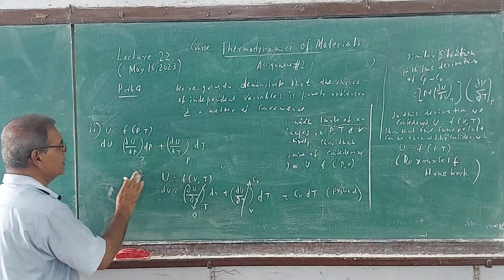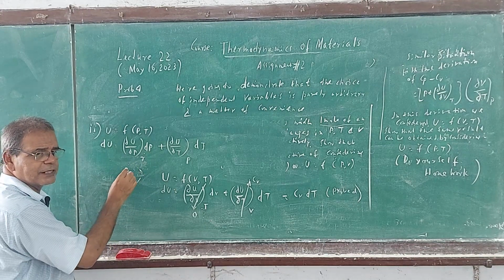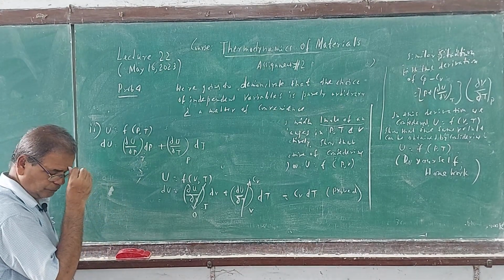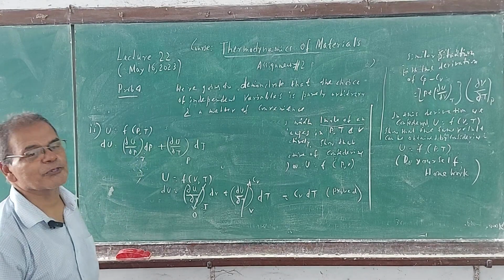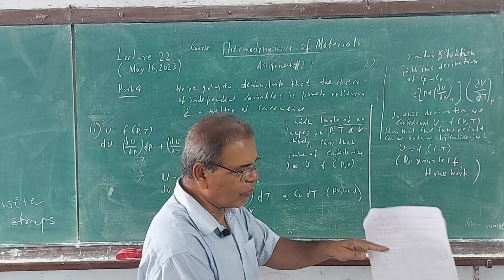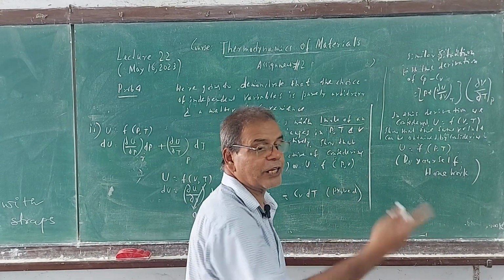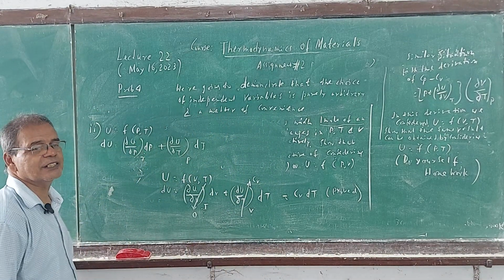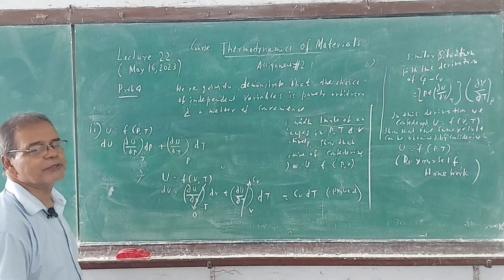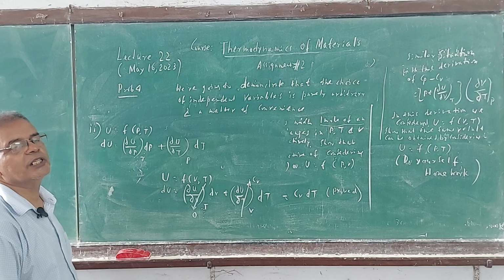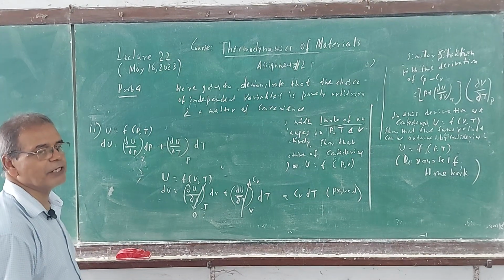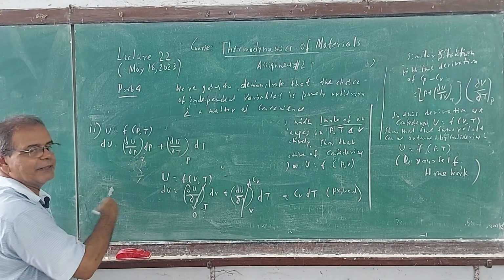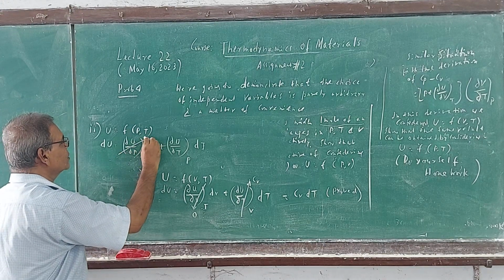So how do you simplify this? What is the value of del U del P at constant temperature? How does internal energy change with pressure at constant temperature? This is the question. At constant temperature, internal energy is constant. This is an isothermal process, so internal energy is independent of pressure because U is 3 by 2 RT. Differentiating with respect to P or V, U is 3 by 2 RT. So in derivative form this is zero, this we know.